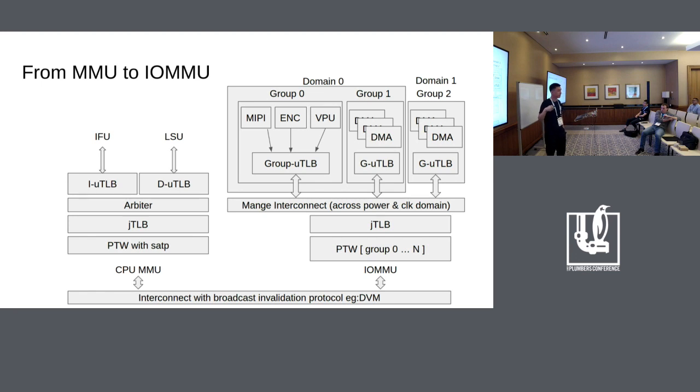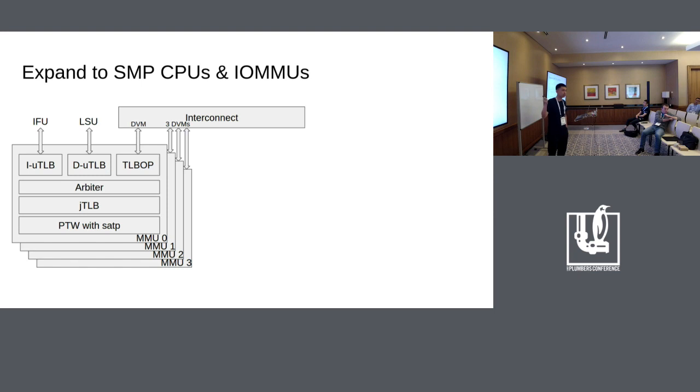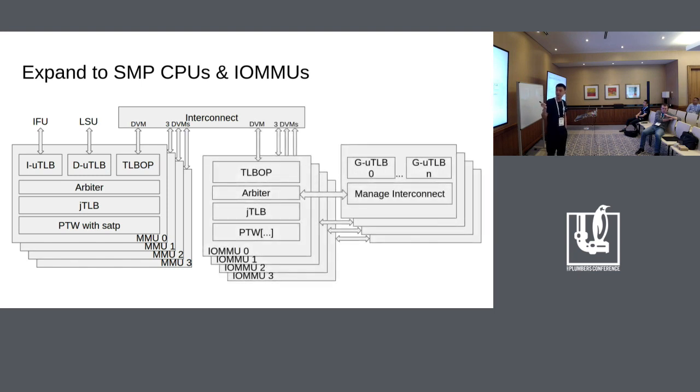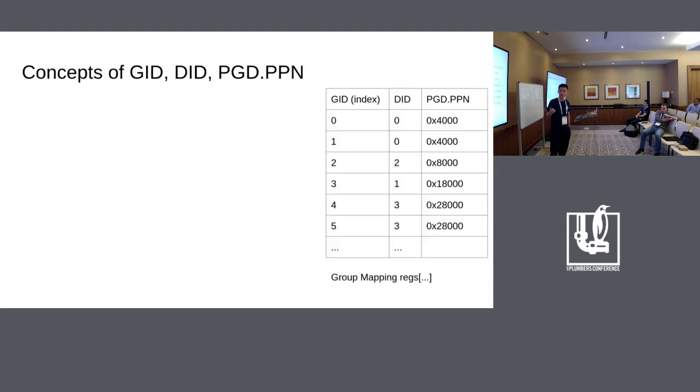And maybe I can also optimize the performance with the local TLB flush. So that is the IOMMU, the full concept. And then I can easily expand to SMP with a little bit bigger systems. You can expand; here are four harts and four MMUs with a lot of GUTLBs, and then you can expand your design to a much larger, bigger system.